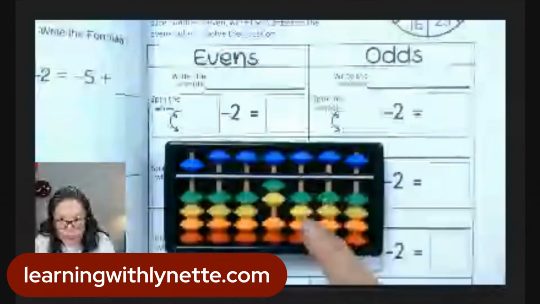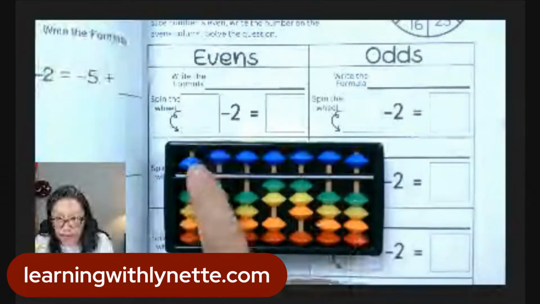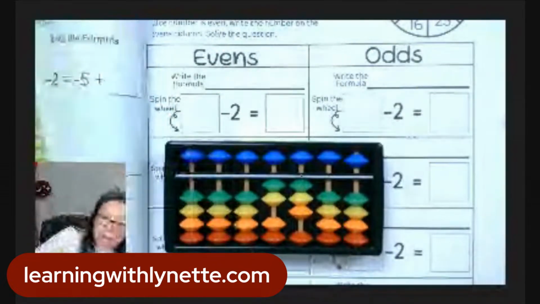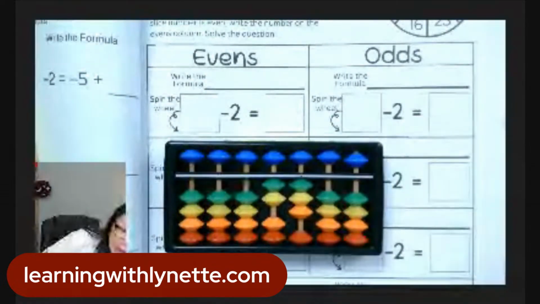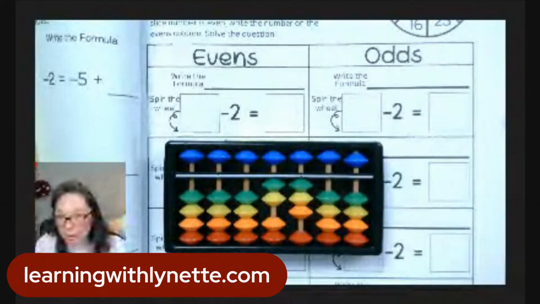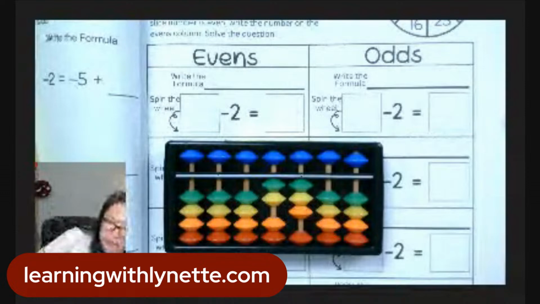So what we're doing is we're making a 5. We're going to understand the partners of 5. And what we do is we modify it and we do some power-ups with our equation.